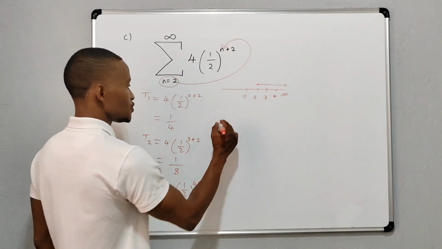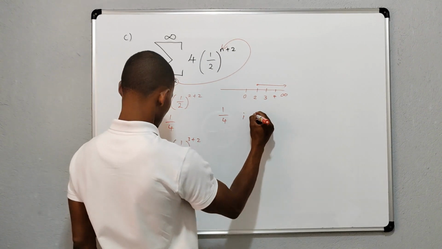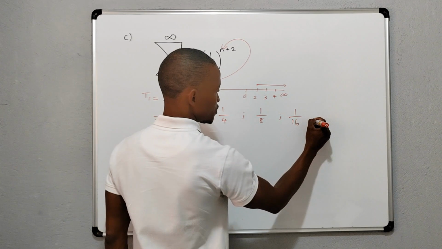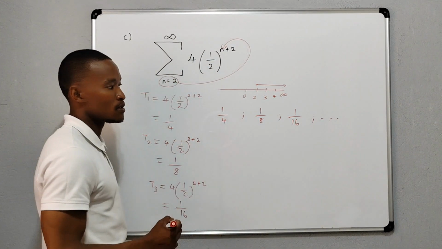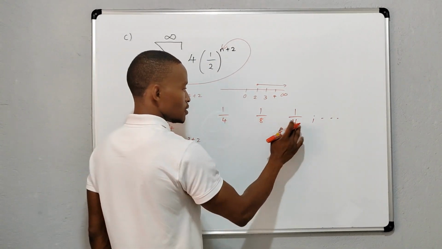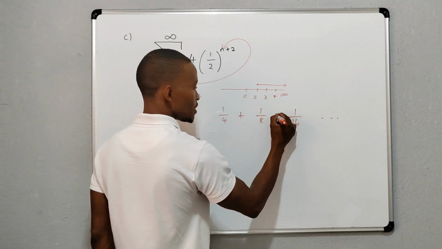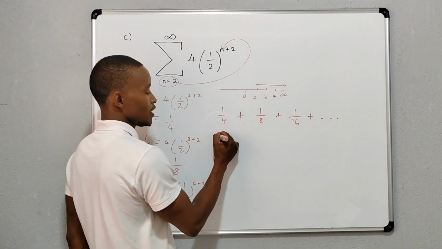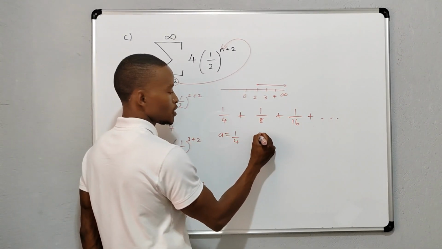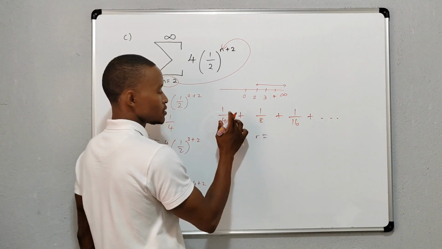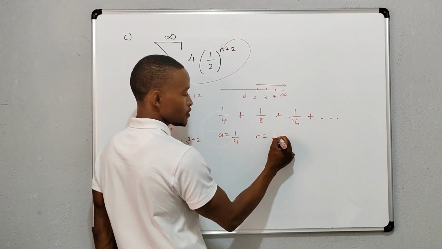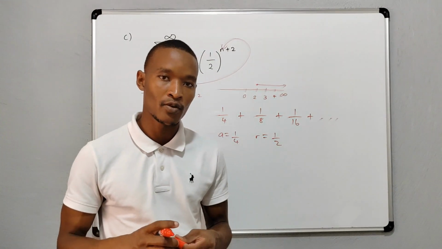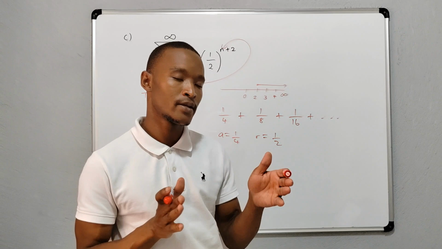Okay, so to write it clearly for you, we have this type of geometric series, and we can actually write it properly to say we are summing infinite terms. So the a value here is 1 over 4. The r value is 1 over 8 divided by 1 over 4, giving you 1 over 2. Is it convergent? Yes, because r is between -1 and 1.